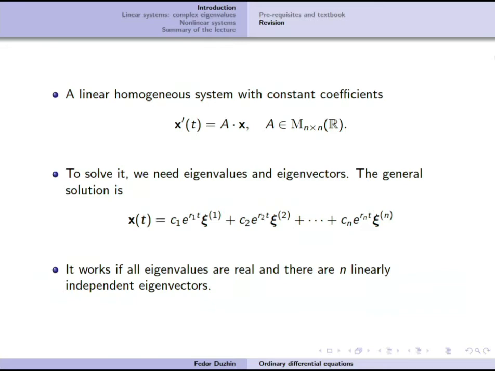Another problem with this formula is that it requires n linearly independent eigenvectors, which means that in order for this formula to work, the matrix A has to be diagonalizable. So in today's lecture, we're going to cover the case of complex eigenvectors, but we're not going to cover the case of non-diagonalizable matrices.